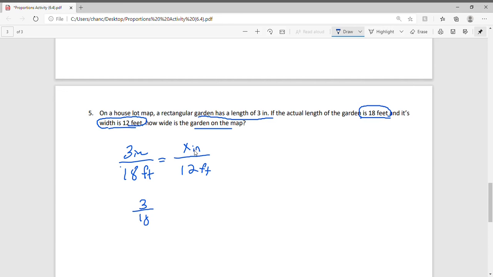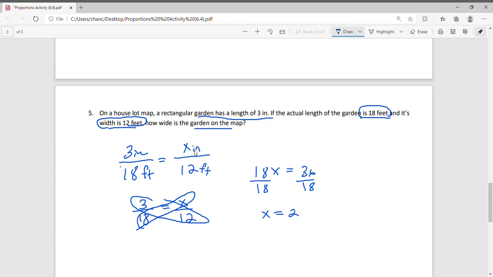We have 3 over 18 is equivalent to X over 12. Let's do the cross product. We have 18 times X is equivalent to 18X. We have 3 times 12, that's equal to 36. Let's divide both sides by 18, and we get X is equal to 2. What does this mean? It means that we have 2 inches in the drawing. 2 inches is equivalent to 12 feet in real life.